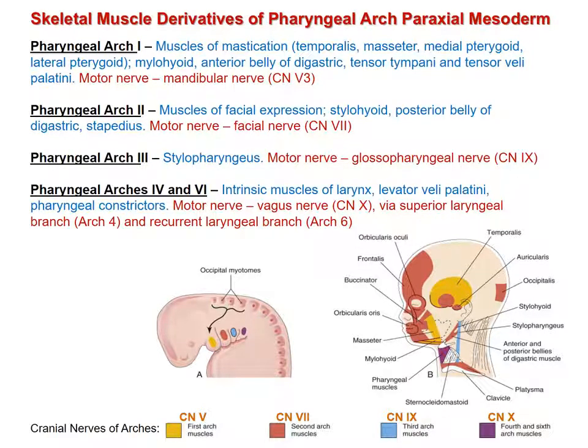The mesoderm of the 6th arch provides the remaining intrinsic muscles of the larynx, and these muscles are innervated by the recurrent laryngeal nerve.